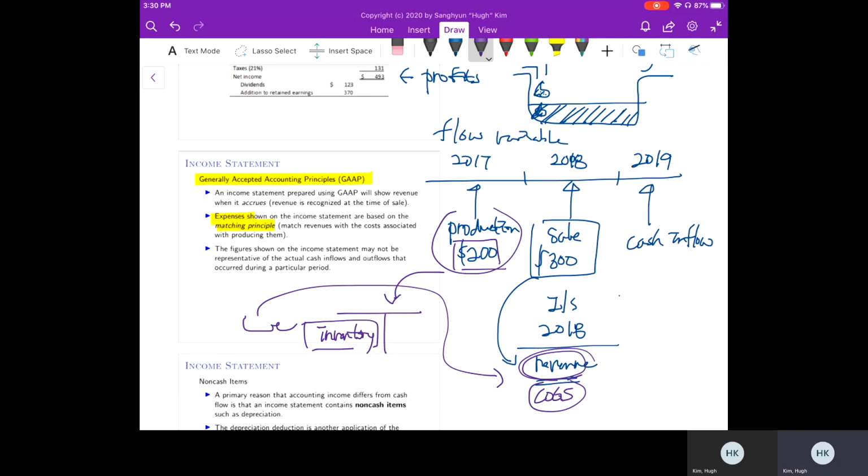But the cash outflow took place in 2017. So as you can see, the numbers shown on the income statement may not be representative of the actual inflows and outflows that occurred during a particular period of time. So we're going to learn how to adjust for this.